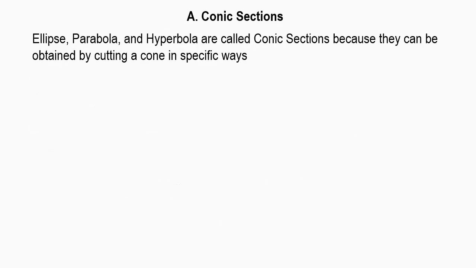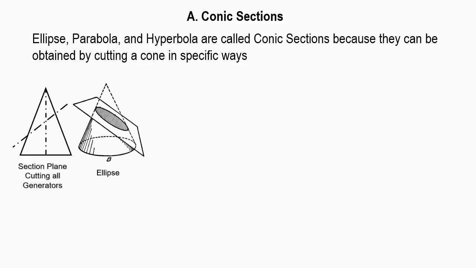The first category of engineering curves is conic sections. Ellipse, parabola and hyperbola are called conic sections because they can be obtained by cutting a cone in specific ways. So now we will see how we can obtain these curves by cutting a cone. First of all, ellipse.